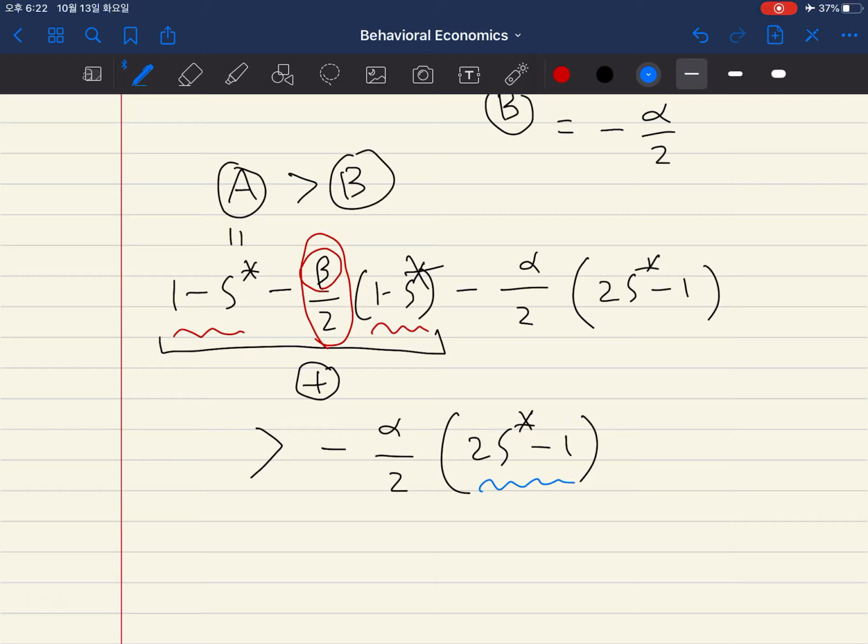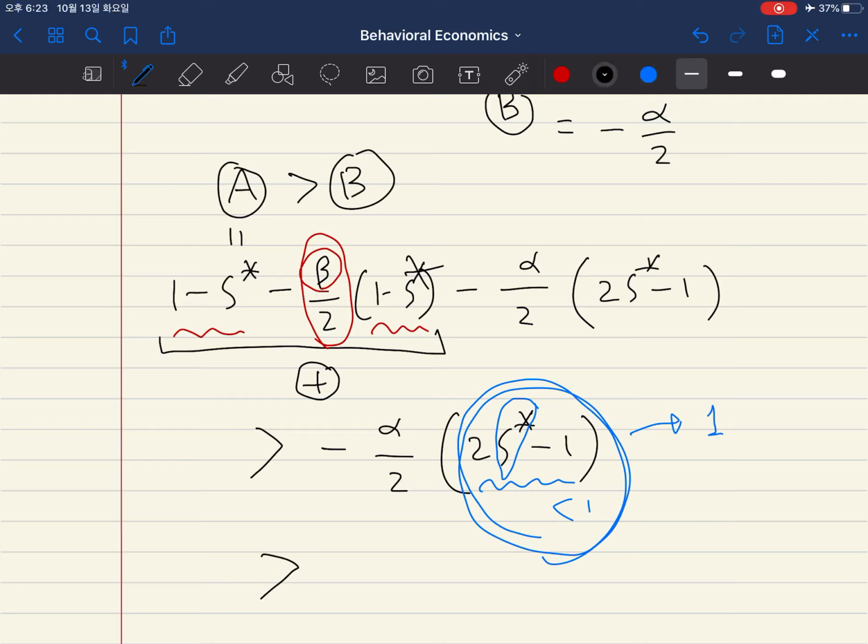And this blue expression here is less than 1 because S star is less than 1. So therefore, if I change this blue expression to number 1, the expression is going to get smaller. So therefore, this is number B. So we can show that A is bigger than B.